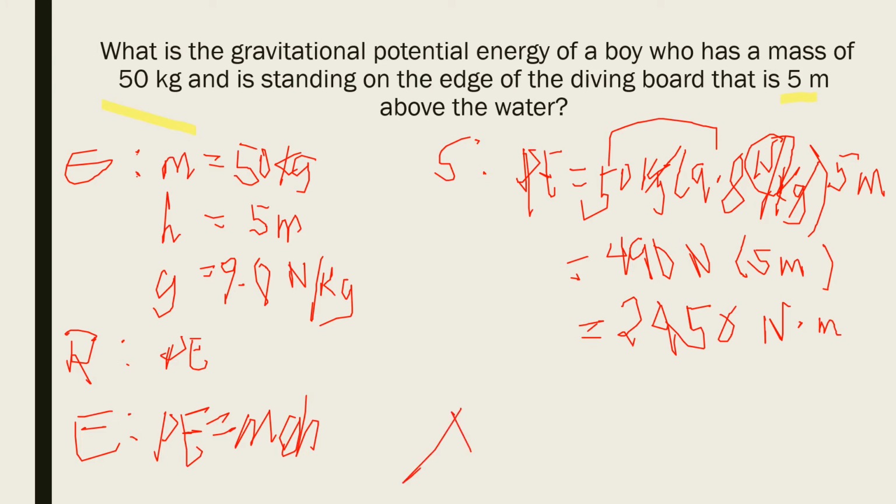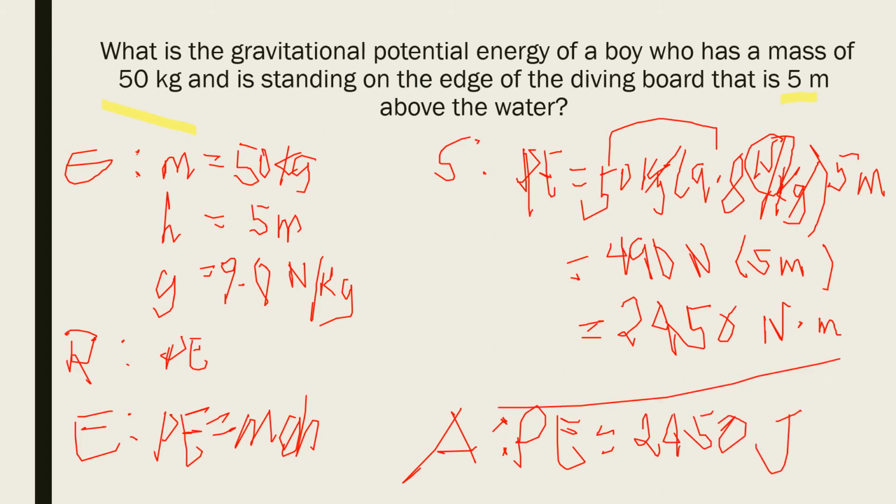So for our final answer, we have here potential energy is equal to 2,450 Newton meter, or simply joules, or capital J. So this is the correct answer for our problem number 1. I hope that you were able to get it. So let us have another set of example for this.